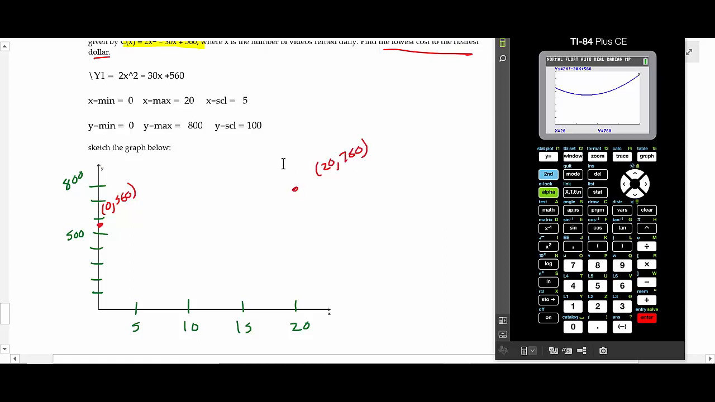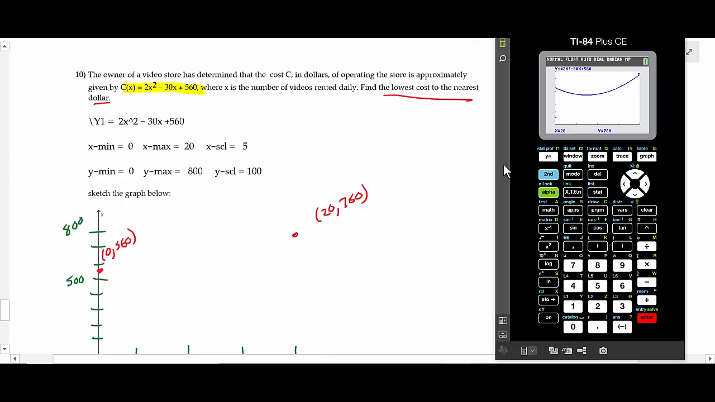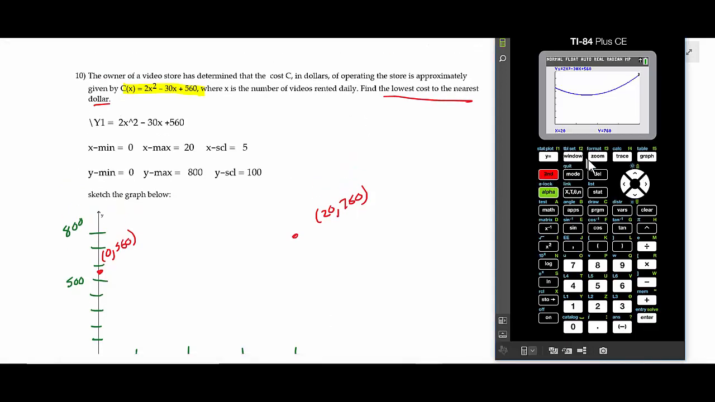Now what we're going to do on this is just find the minimum. It's the same thing. You go second, trace. This time you go down to option 3, minimum. Press enter, and you still do the same thing. You're still going to do a left and a right bound, but you're now going to get a minimum. We know that because the parabola is opening upward.